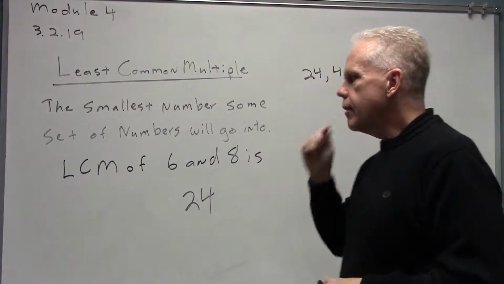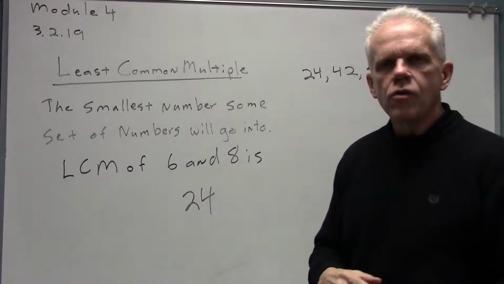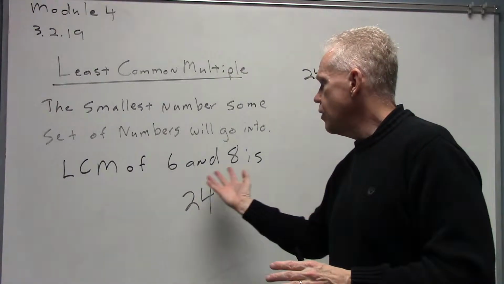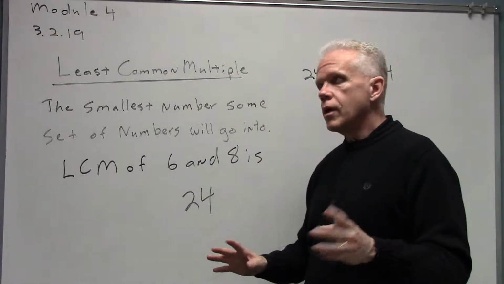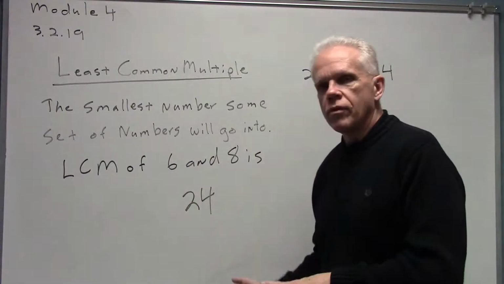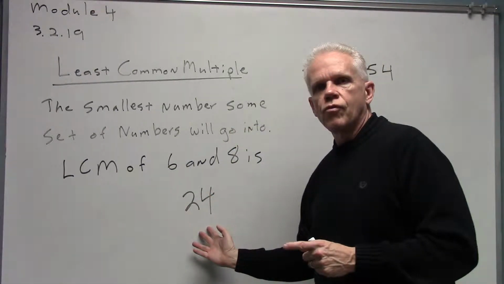So when we talk about the least common multiple of 6 and 8, a lot of people want to say that it's 2 because they're thinking of the smallest number that goes into 6 and 8. But that's not correct. What we're looking for is the smallest number that 6 and 8 will divide up into. And so the smallest number they both go into is 24.